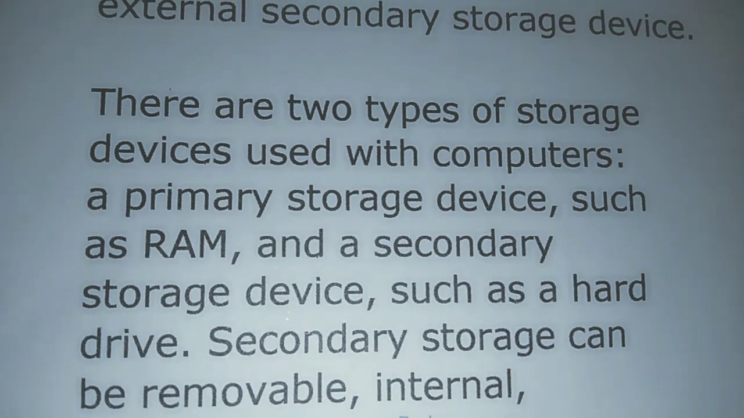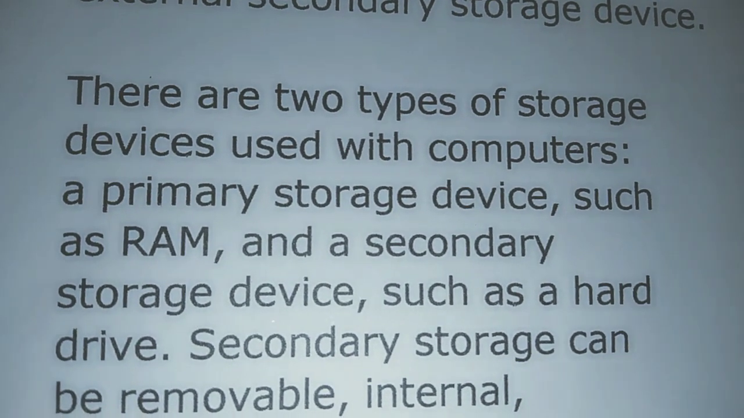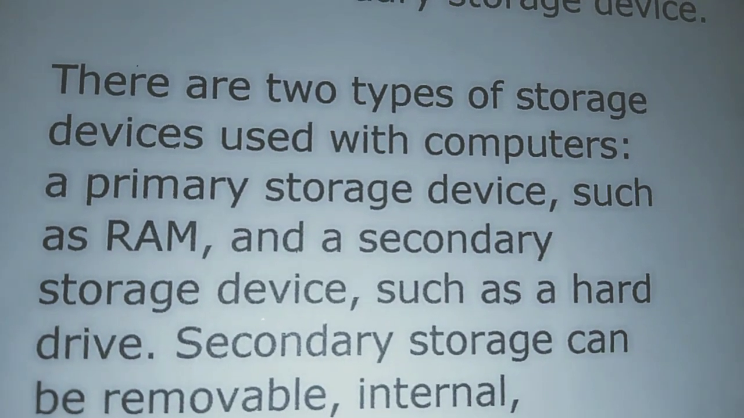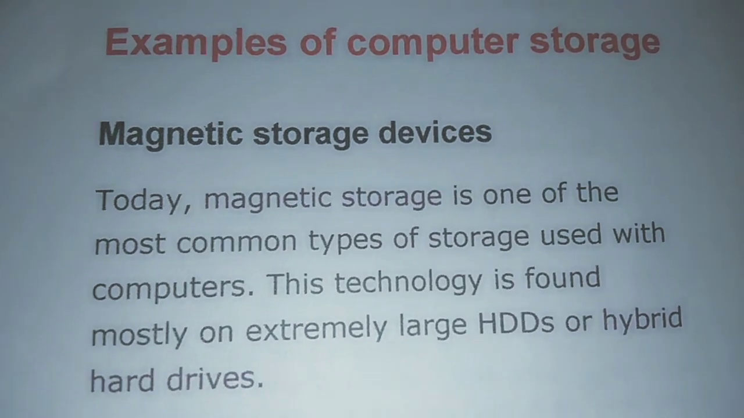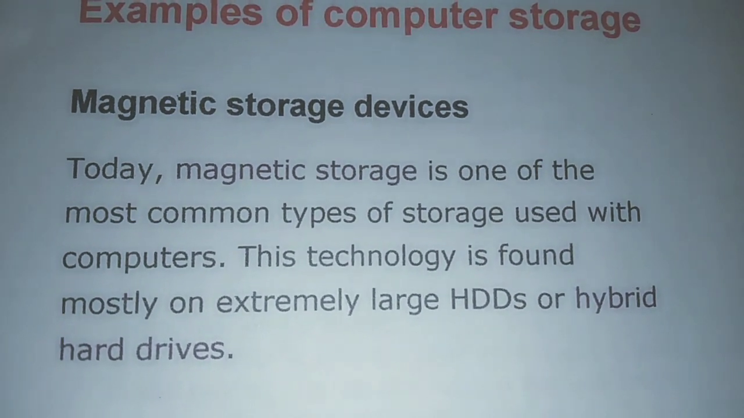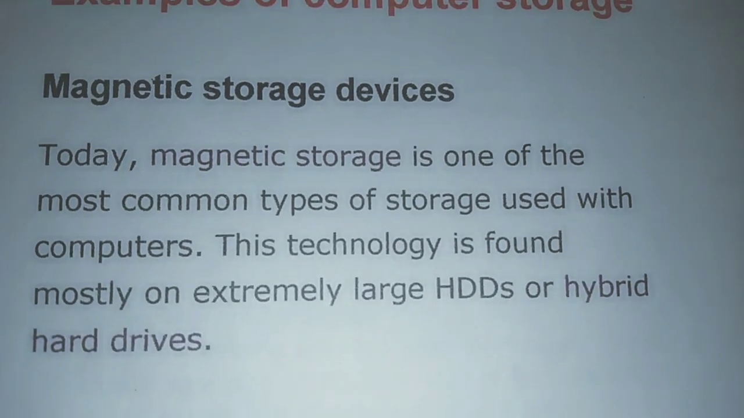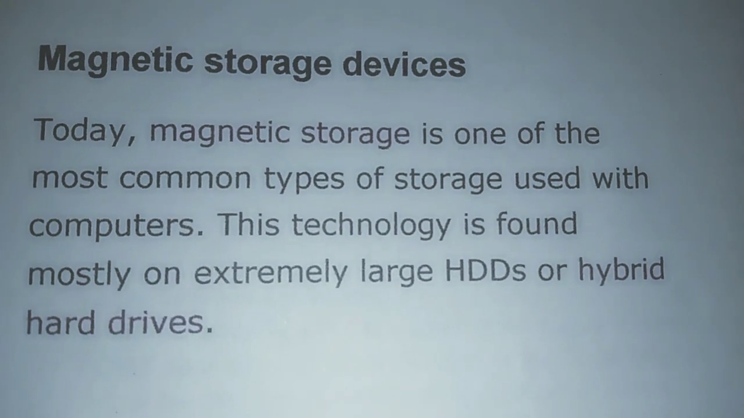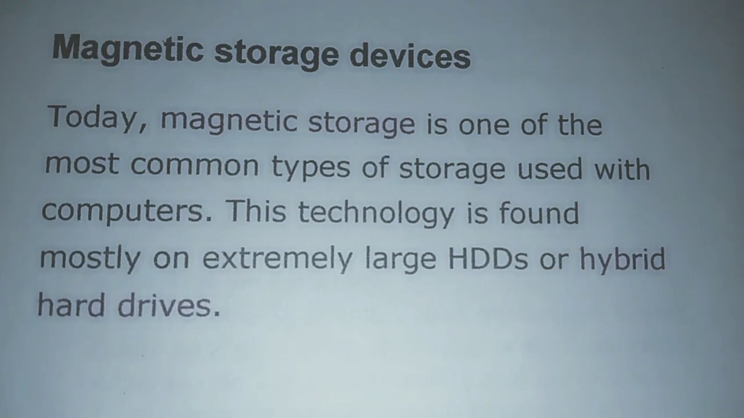There are two types of storage devices used with computers: a primary storage device such as RAM, and a secondary storage device such as a hard drive. Secondary storage devices can be removable, internal or external. Examples of computer storage: magnetic storage devices. Today, magnetic storage is one of the most common types of storage used with computers. This technology is found mostly on extremely large HDDs or hybrid hardware devices.